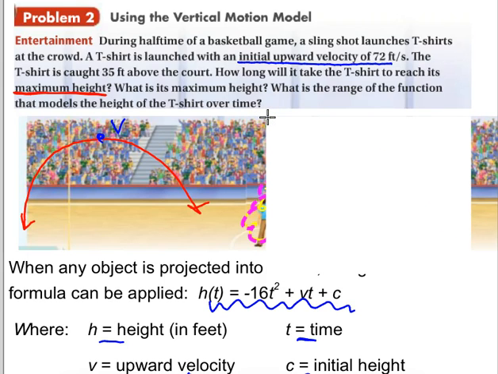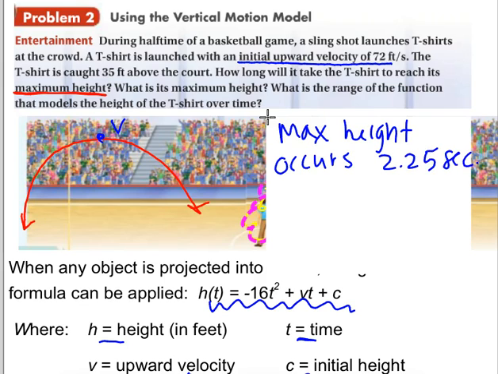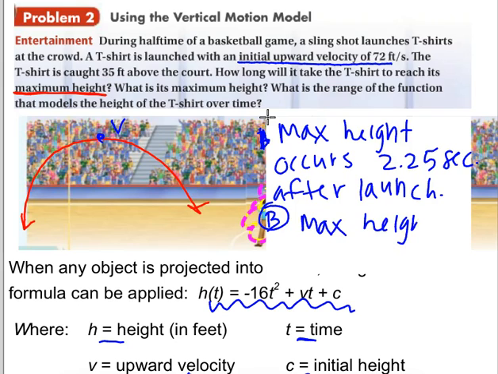Okay, so how long will it take the t-shirt to reach its max height? Max height occurs 2.25 seconds after launch. Okay, so we'll call that part A. Part B, what is our max height? Our max height is 86 feet.